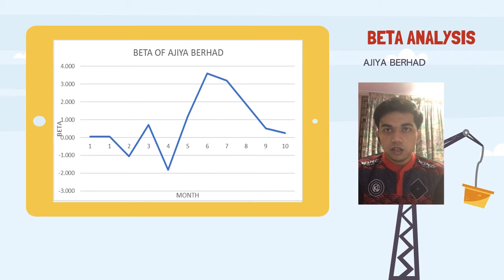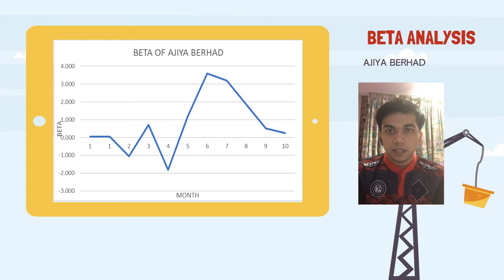Next, I would like to talk about the beta analysis of Aja Berhad. The beta value in January for Aja Berhad is 0.052. This may suggest that the security is theoretically less volatile than the market. In February, the graph showed that the beta value declined to negative 1.055. A beta of negative 1.0 is defined as the stock being inversely correlated to the market benchmark. Consider this stock as the polar opposite, a mirror image of the benchmark trend.